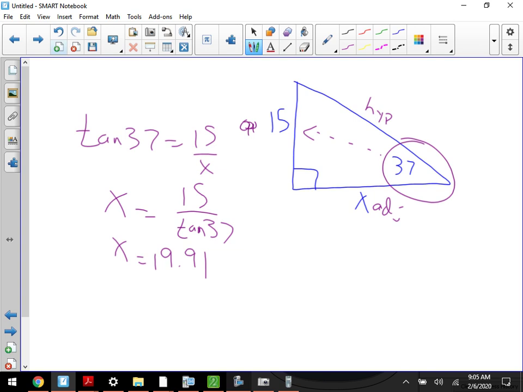Okay? Remember, take your time as you're doing this stuff. You got to know your SOHCAHTOA. You got to know all that. Remember how you set up your equations as you go through. I'll collect this one tomorrow when we come in and go from there.